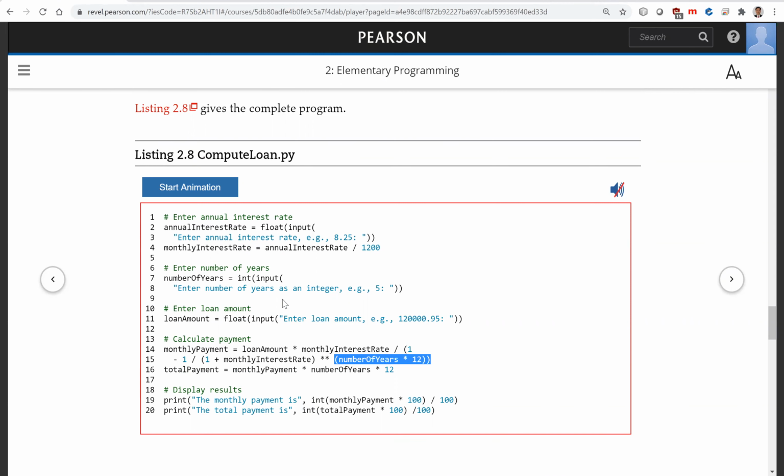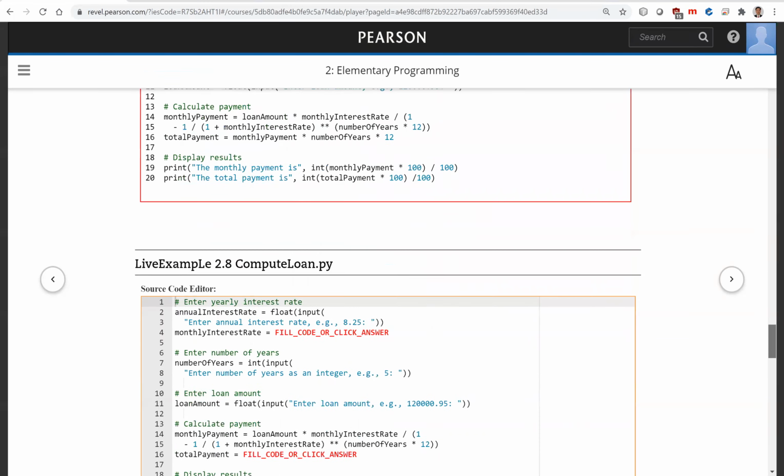So we prompt the user for the annual interest rate, and now we get the monthly interest rate. It's the annual interest rate divided by 1200. Prompt the user for the number of years, that's an int value. And for the loan amount, now compute the monthly payment and total payment, and display the result. That is all for the implementation.